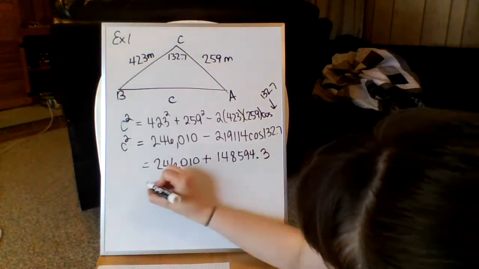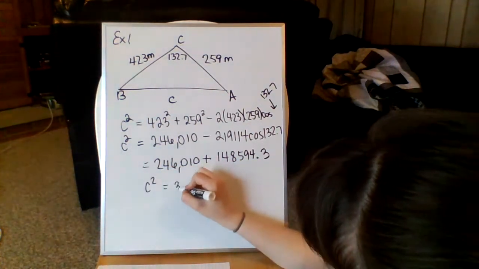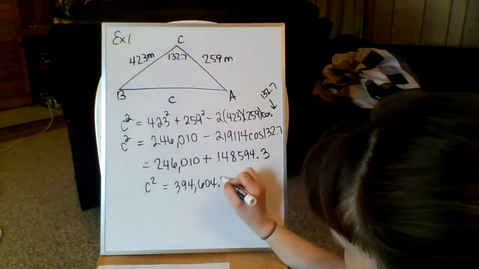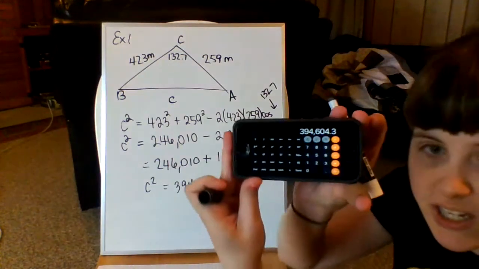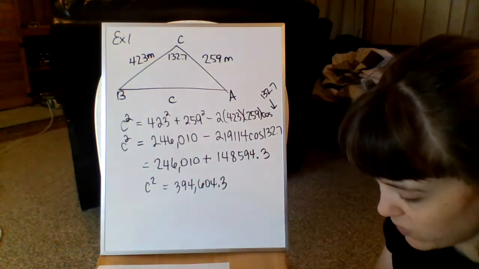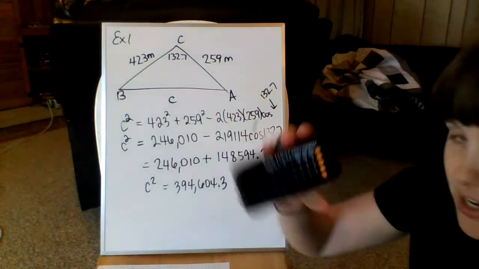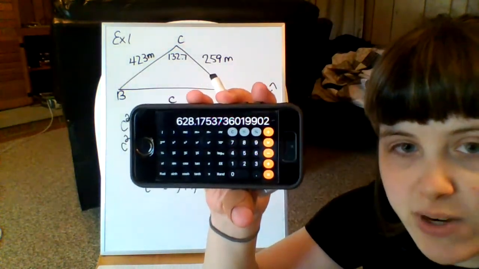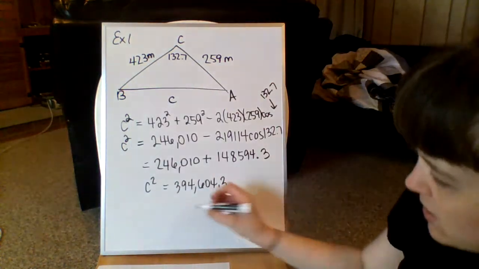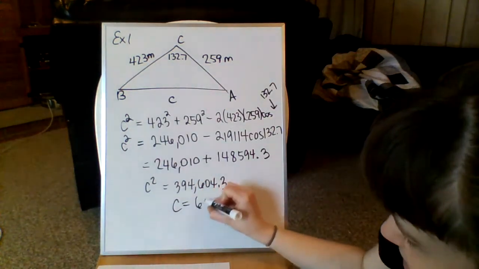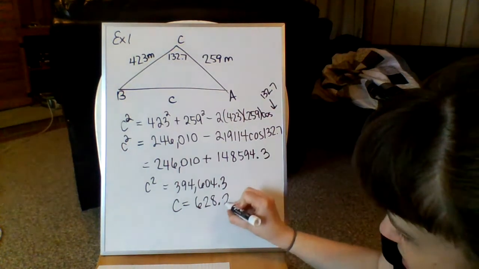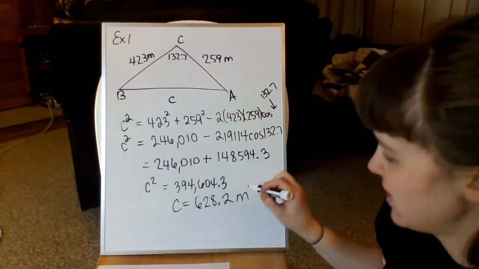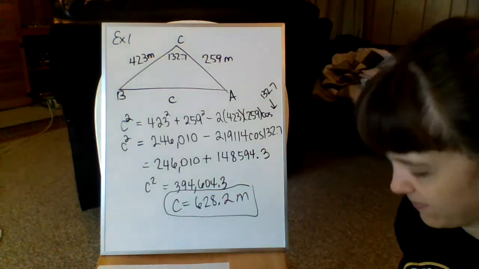Okay, so c squared equals 394,604.3. And now we're going to take the square root of this number. So square root, and we're going to get this. So if you round that to the nearest tenth, we're going to have 628.2. So c equals 628.2 meters, because we were measuring in meters. Okay, so there it is.